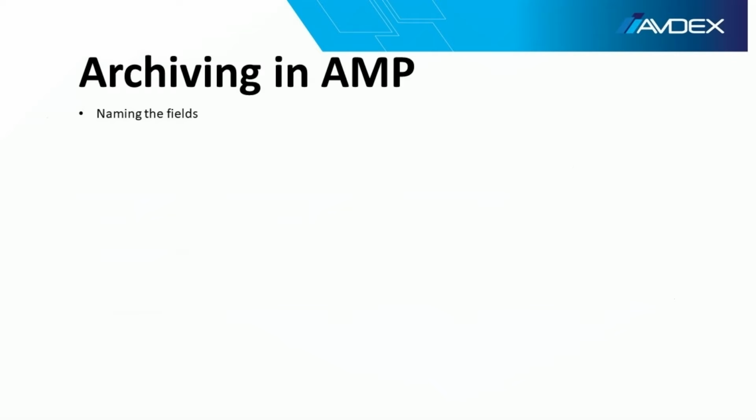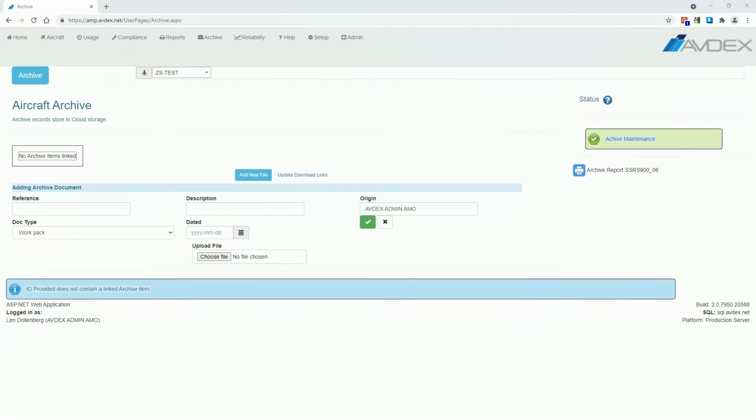Naming the fields. The fields provided in AMP for the archiving of documents are designed to make the identification and retrieval of stored documents easier. While users may use the reference and description fields in any way that they wish, Avdex suggests the following. The reference field, as the name suggests, should refer to the actual original document naming convention. No two doc references should be the same.